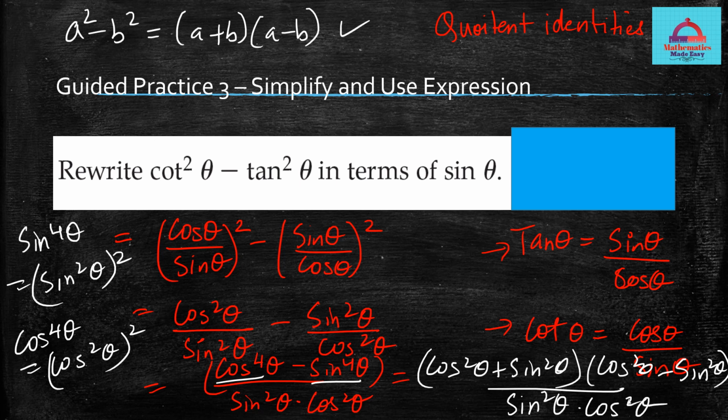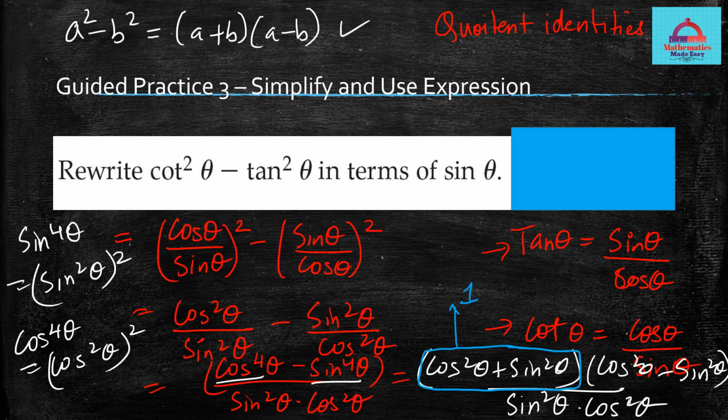Now think about it. How can we simplify more? Yes, we can take the help of Pythagorean identity. Pythagorean tells you sine square plus cos square theta is 1. So this is gone. We're only left with cos square theta minus sine square theta.